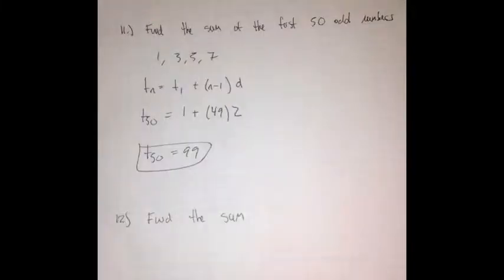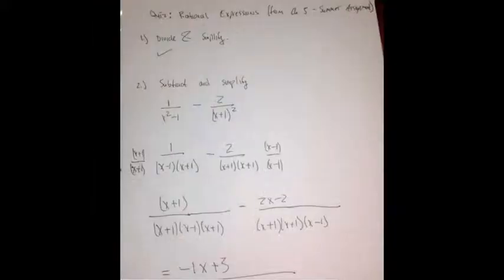For this one, we want to find the sum of the first 50 odd numbers. So we want to use a formula in this case, which is Tn equals the nth term, which equals the term 1 plus n minus 1 times the difference. So that's the 50 terms, 1 plus 49 times 2, which is the difference for each term. So T50 equals 99 when we solve it algebraically. 49 is the number of terms, 2 is the difference between each term, 1 is the first term.